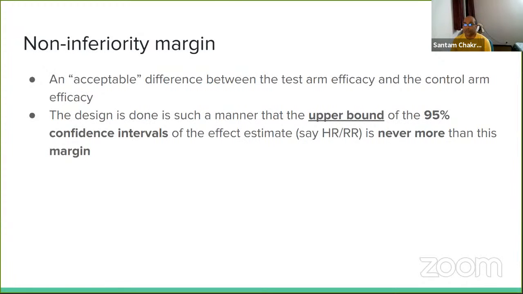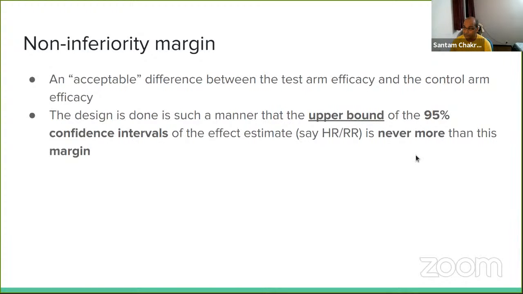The second most important thing that you must assess in a non-inferiority study is the non-inferiority margin. Now, what is the non-inferiority margin? It is an acceptable difference between the test arm efficacy and the control arm efficacy, at which threshold you would consider this to be clinically unimportant. Please remember, non-inferiority margins are not designed keeping in mind statistical significance. They are always designed keeping in mind clinical efficacy. And this is one of the most critical things you must assess when you are reading a paper with a non-inferiority trial design. The design is done in such a manner that the upper bound of the 95% confidence interval for the effect estimate is never more than this margin.